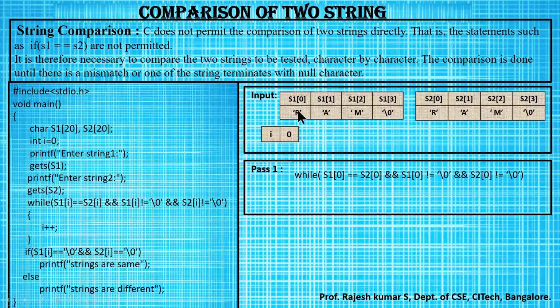And S1 of 0 is not equal to null. S1 of 0, that is R, is not equal to null. Yes. Again, S2 of 0, R is not equal to null. Yes. So all the 3 conditions are satisfied. We are using an AND operator over here. Logical AND we are using.